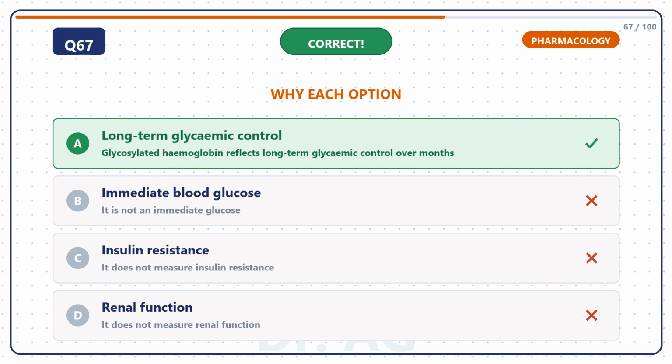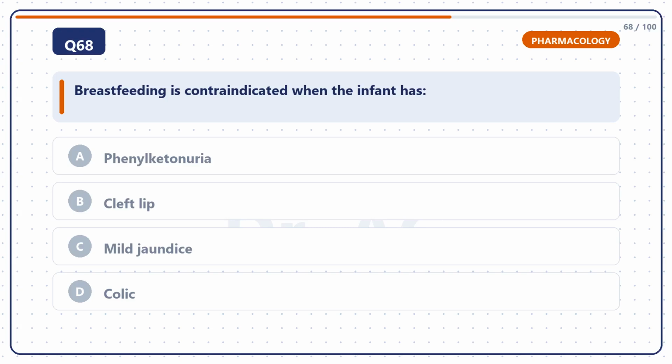Long-term glycemic control. Question 68. Breastfeeding is contraindicated when the infant has option A. Phenylketonuria. Option B. Cleft lip. Option C. Mild jaundice. Option D. Colic.